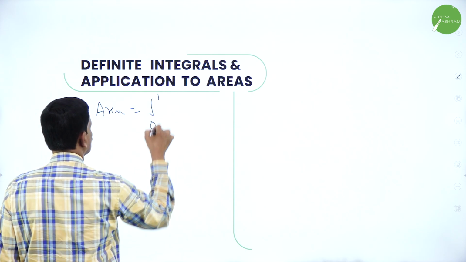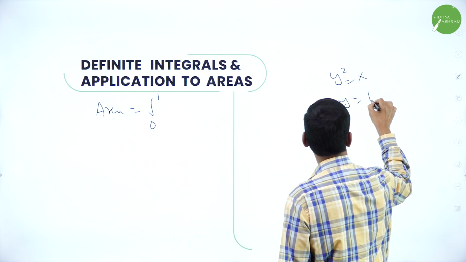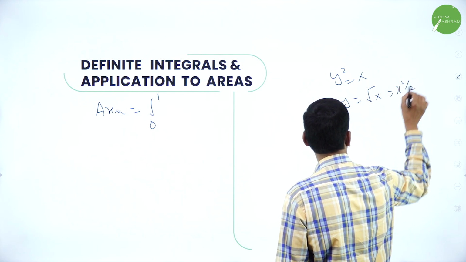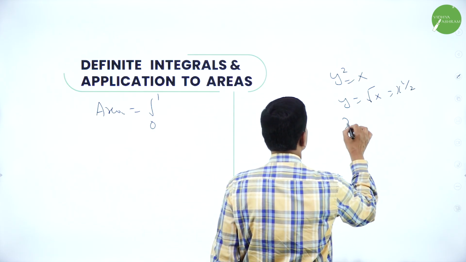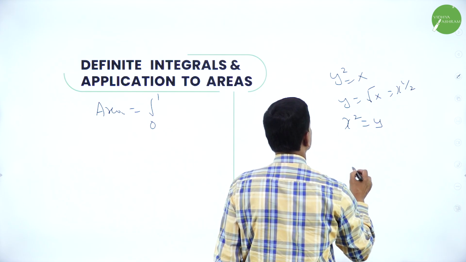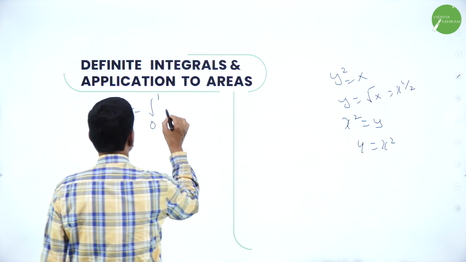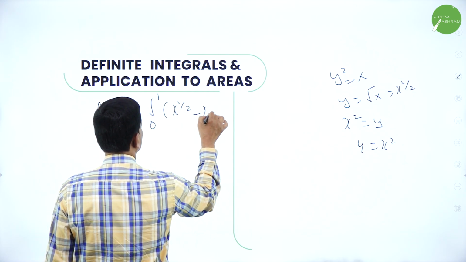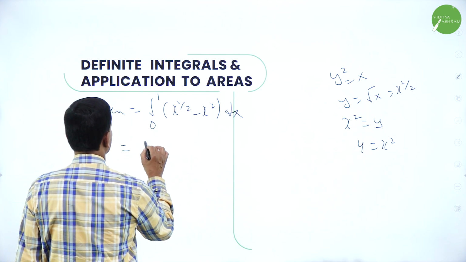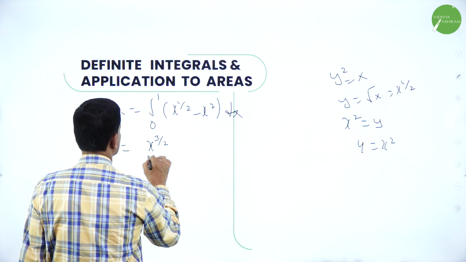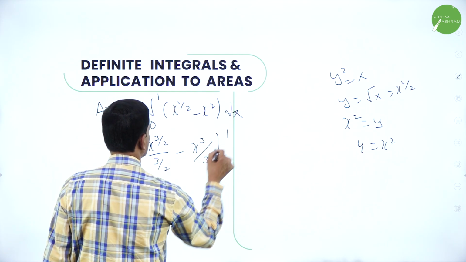integral 0 to 1. So what we have, y square is equal to x, therefore y is equal to root x, that is x to the power of 1 by 2. Next, another equation is x square is equal to y, which means y is equal to x square. So the required area is equal to integral of x to the power of 1 by 2 minus x square dx. That's it. Now integrate it. So if you integrate x to the power of 1 by 2, plus 1 is 3 by 2, divided by 3 by 2, minus x cube by 3, between limits 0 to 1.